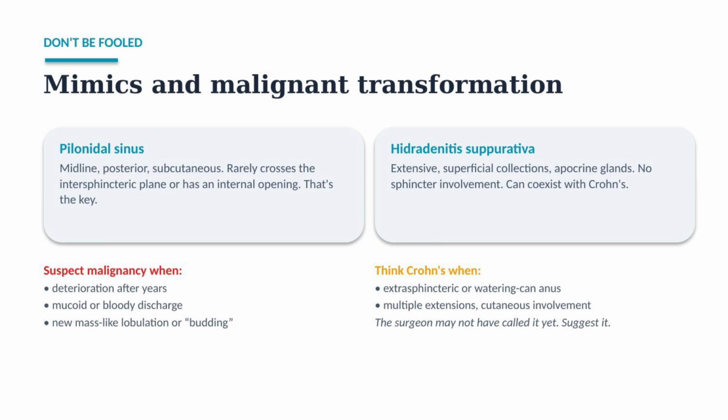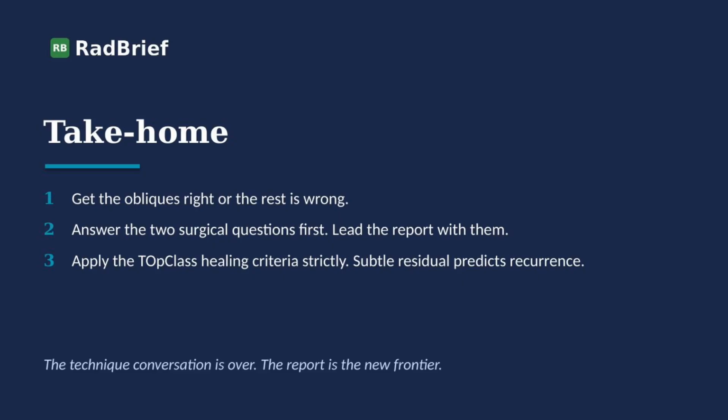When you see extrasphincteric disease, a watering can anus, multiple extensions, or skin involvement, the surgeon may not have called it yet. Suggest it. So 3 things for the next perianal MRI: get the obliques right, or the rest is wrong. Answer the 2 surgical questions first and lead the report with them, and apply the top class healing criteria strictly, because subtle residual abnormality predicts recurrence.